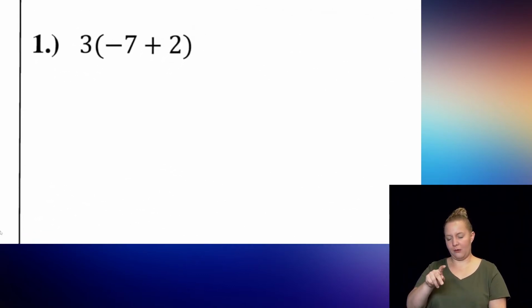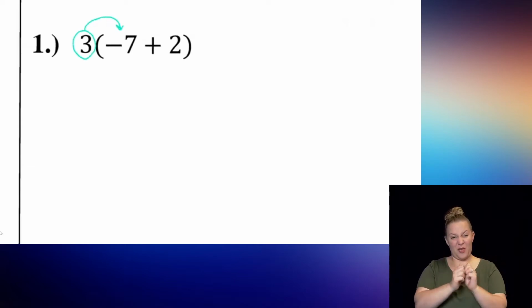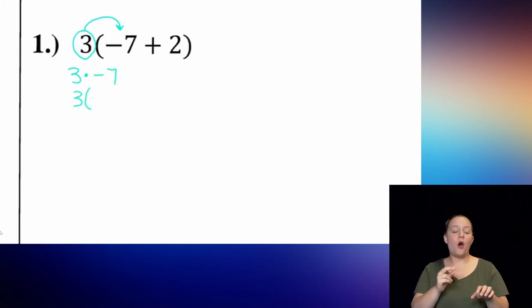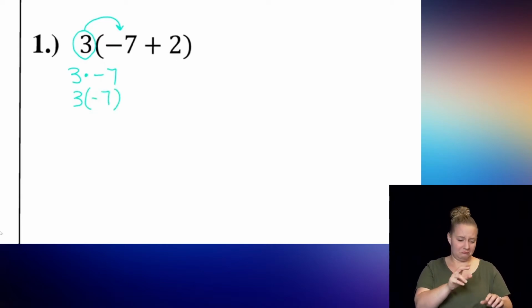Number 1, I'm going to take the number 3, and I'm going to distribute it to both of the terms. So again, I'm going to start right here. Therefore, I'm going to take 3 times negative 7. You can write this out as 3 times negative 7, or if you want to just take 3 times 7 and do that multiplication in your head, that's totally fine. So 3 times 7 gives you 21.